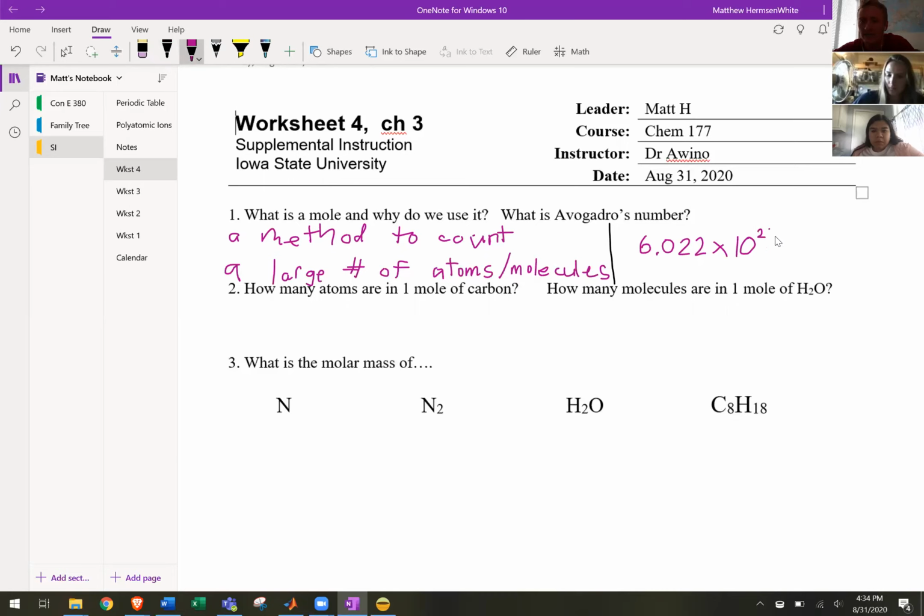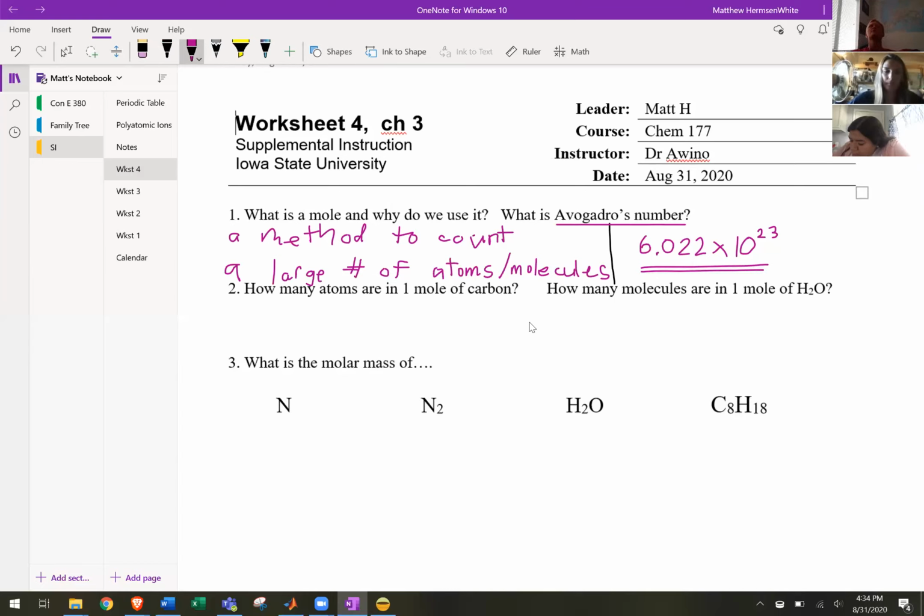But this is called Avogadro's number. It is 6.02 times 10 to the 23. That is 23 decimal places after this. So this is like billions of billions of billions of atoms. So 6.022 times 10 to the 23. This is Avogadro's number. Now write this down and box it or highlight it or do something. We're going to use this for the rest of the semester.